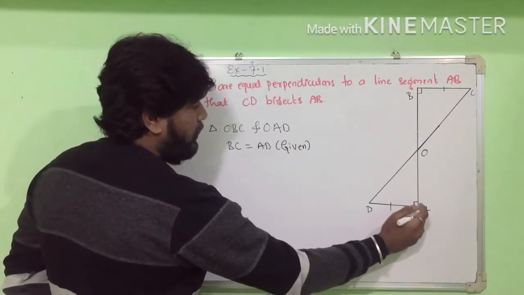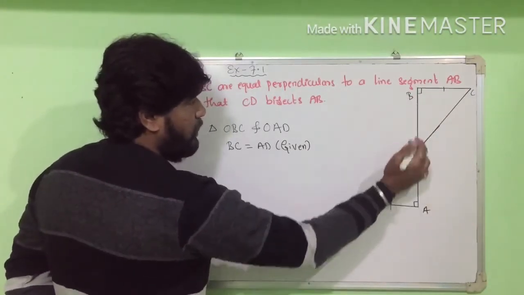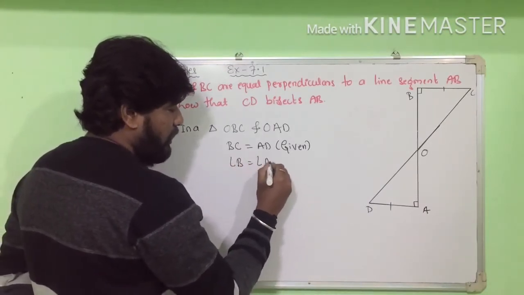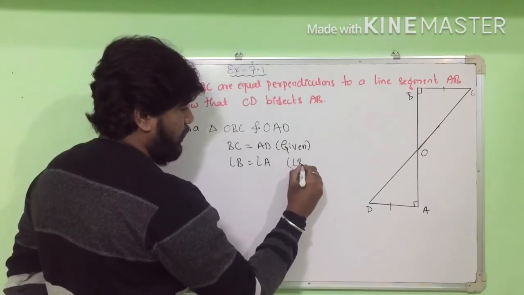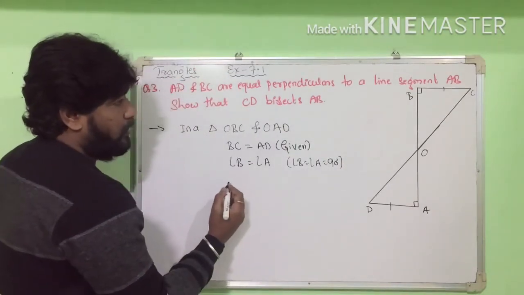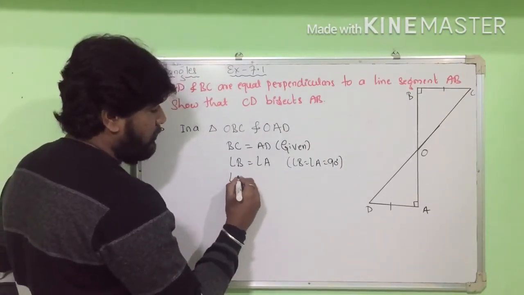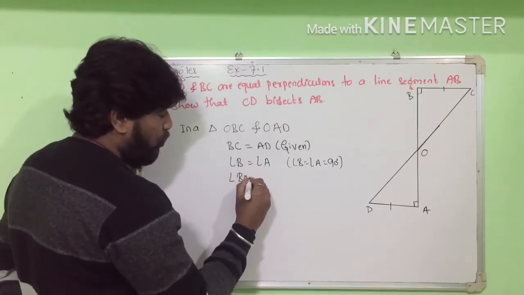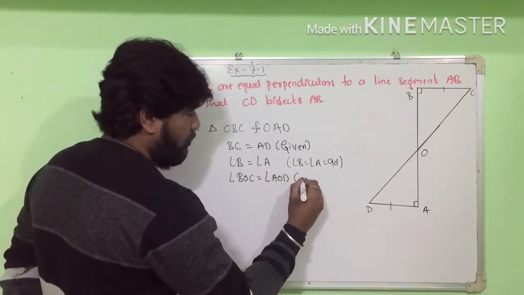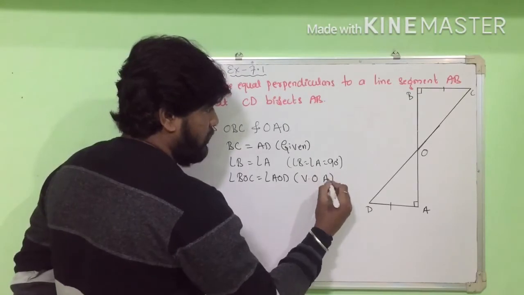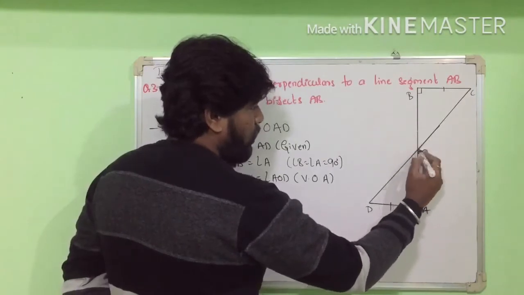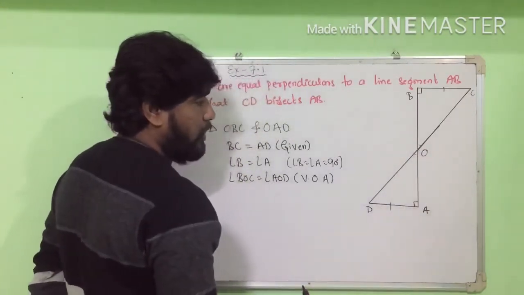And another angle A is equal to angle B. These two are 90 degree perpendicular, right? So angle B is equal to angle A is equal to 90 degrees. And another one, angle BOC is equal to angle AOD, vertically opposite angles. Vertically opposite angles are equal, right?